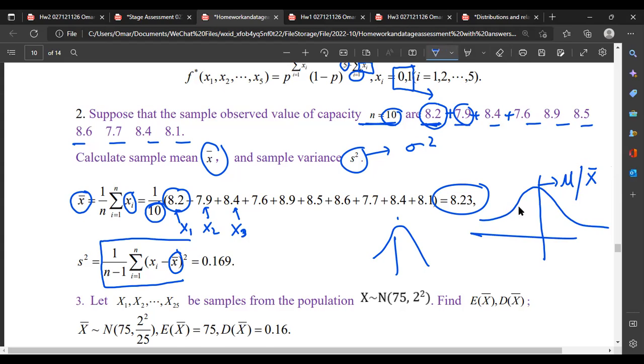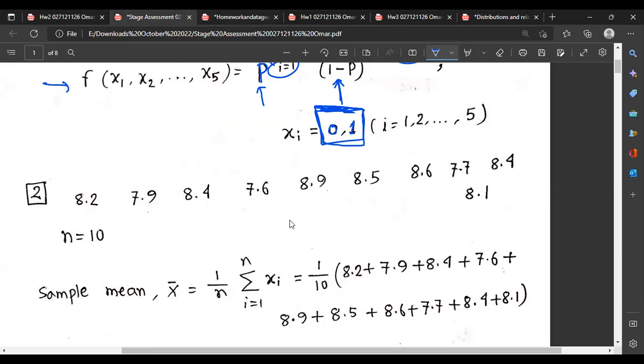So we try to find how far. Let's say data is here, maybe 0.5, and we try to find how far it is from the mu, okay? How far it is from the mu. So this part, xi minus x mean, then whole square. So here's number 2, right? Number 2. So sample mean, okay, sample variance.